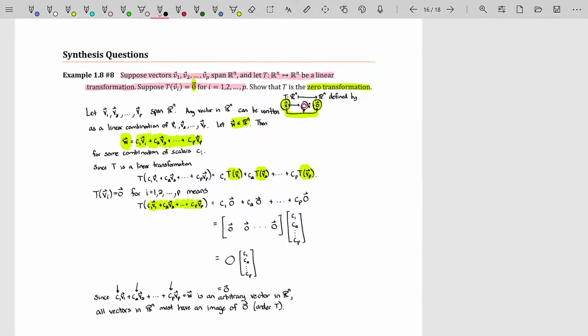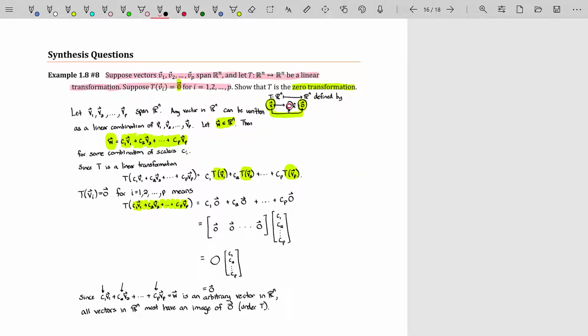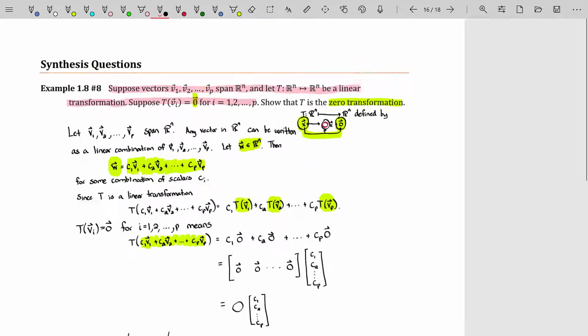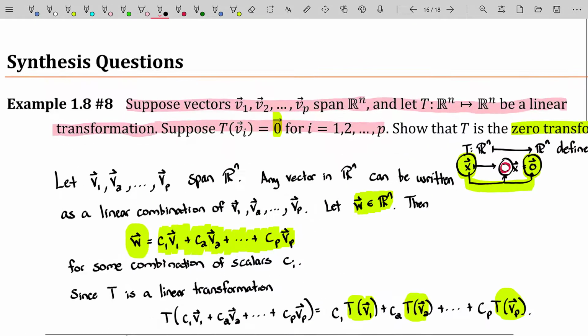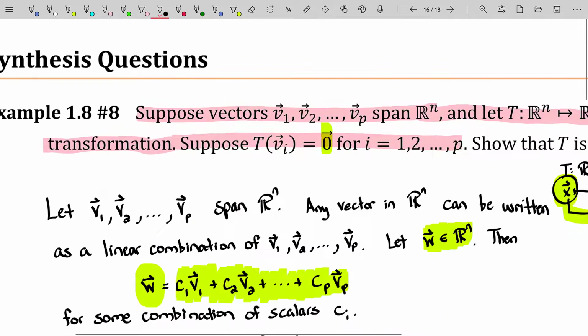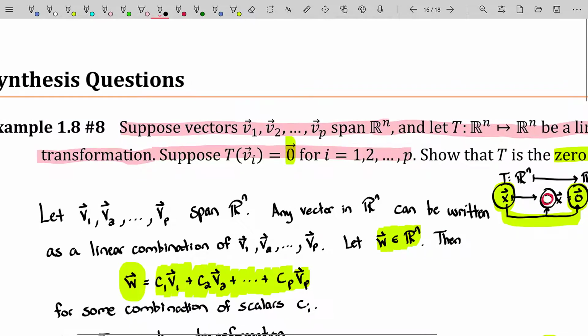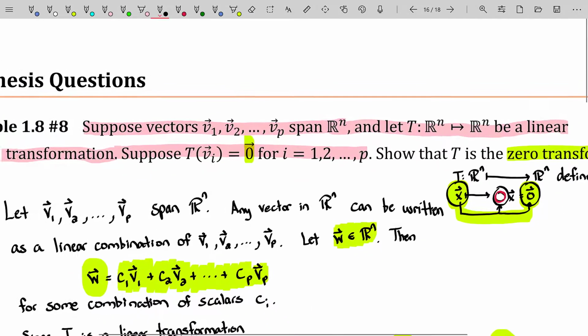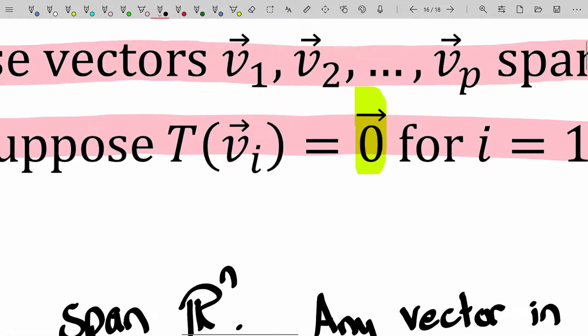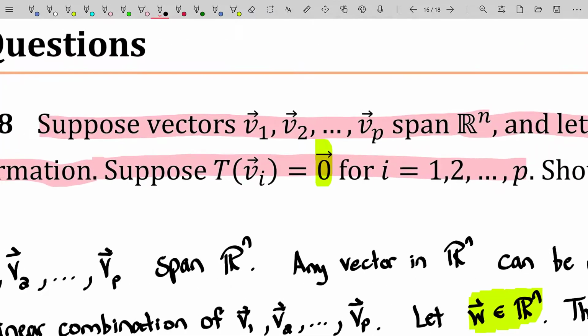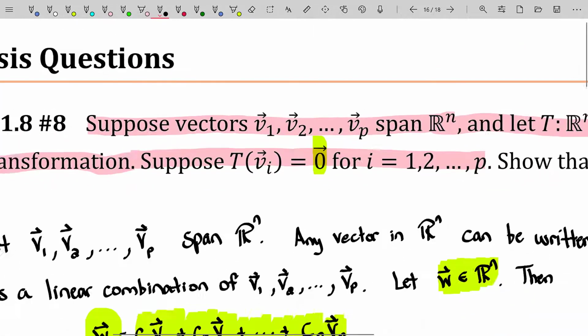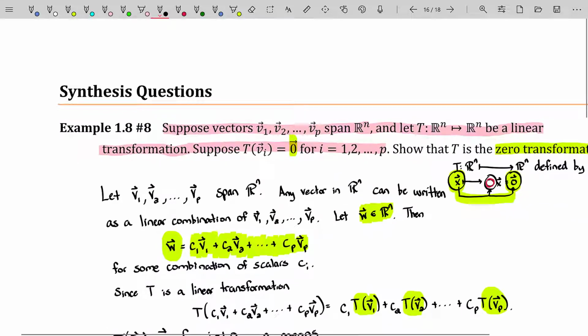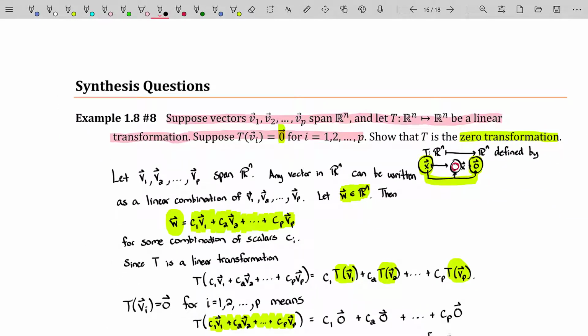So this is a great entry into synthesis questions. Notice it's very systematic. What I did is, sentence by sentence, go through and list out the meaning of those phrases. These vectors span Rn. What does that mean? T is a linear transformation. What does that mean? T of v sub i is equal to 0 for all i from 1 to p. What does that mean? And then keep my eye on the prize. Look at where I want to arrive. Show that T is the 0 transformation.